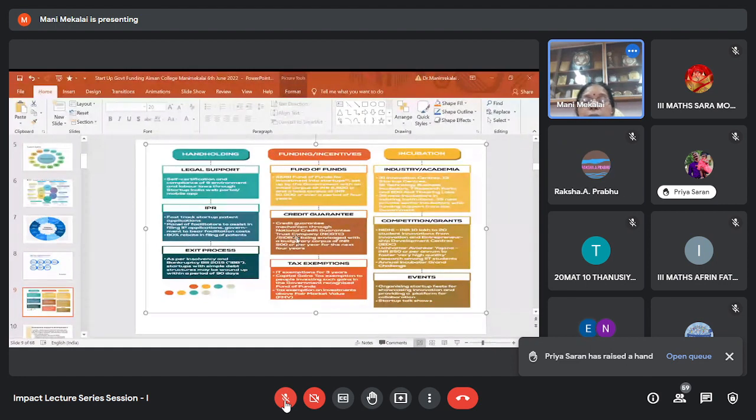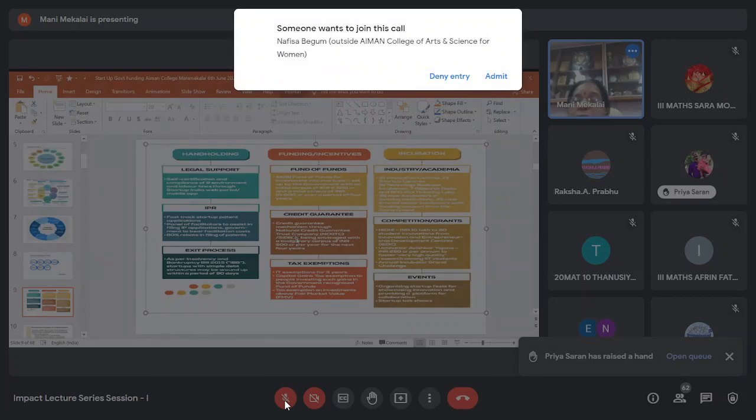Okay. So I was talking about funding and incentives. So incentives is to be given for every entrepreneur to be motivated. So funds of funds being provided by SIDBI, the Small Industries Development Bank of India, and you also have the credit guarantee support system available. That is also one of the sources of funding. Then you do have tax exemptions. That is the third component. So funding comes in three ways. One is about the support of seed money, etc. The second is credit guarantee. Third is the tax exemptions.